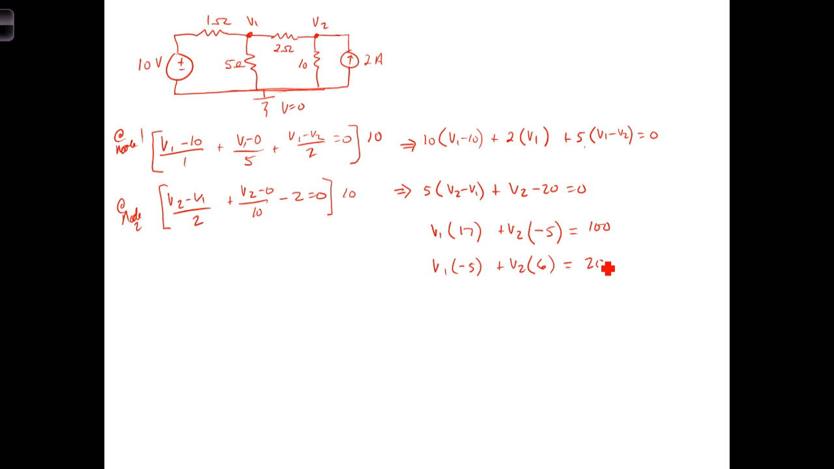Alrighty, we've got two equations in two unknowns. How you choose to solve that depends on what skills you've got and what things you've got available. Well, one way would be to do this by hand.